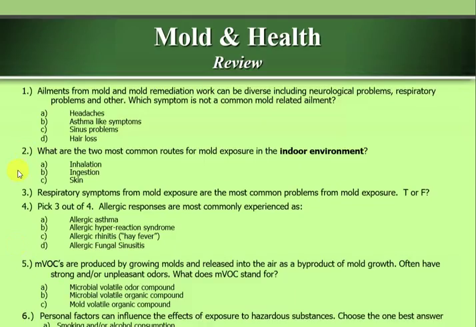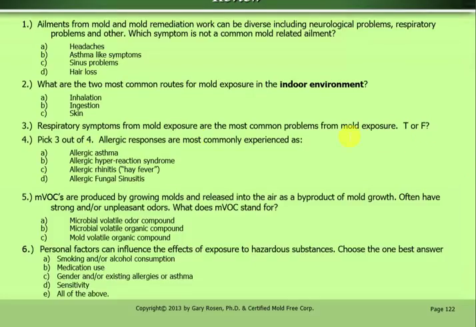Mold and health review. Number 1. Illness from mold and mold remediation work can be diverse, including neurological problems, respiratory problems, and other. Which symptom is not a common mold-related ailment? That would be D, hair loss. Number 2. What are the 2 most common routes for mold exposure in the indoor environment? That would be A, inhalation, and C, skin. Number 3, respiratory symptoms from mold exposure are the most common problems from mold exposure. True or false? That is true.